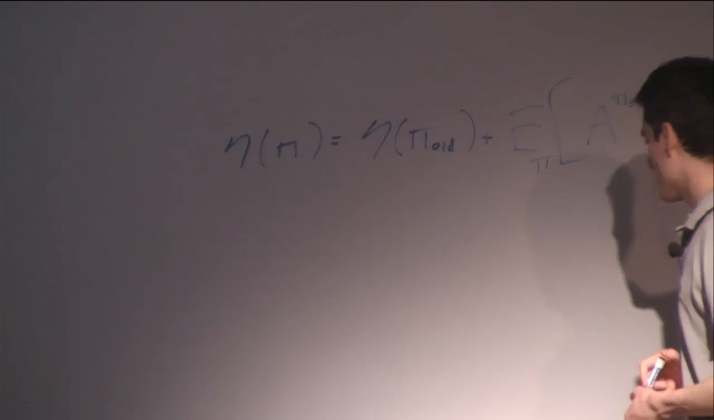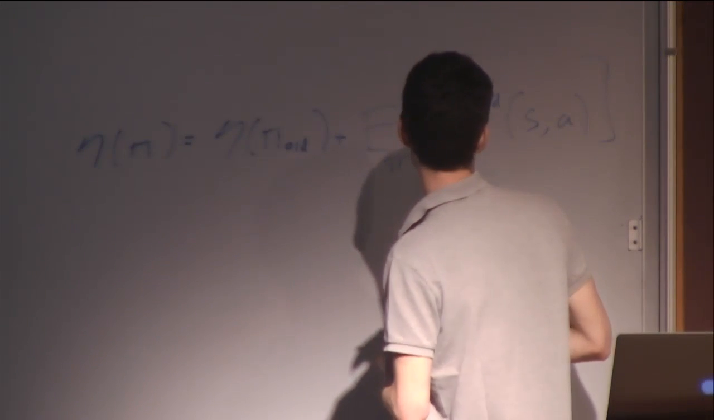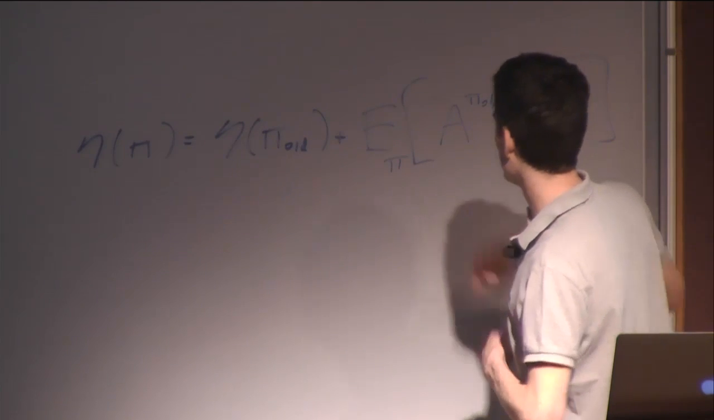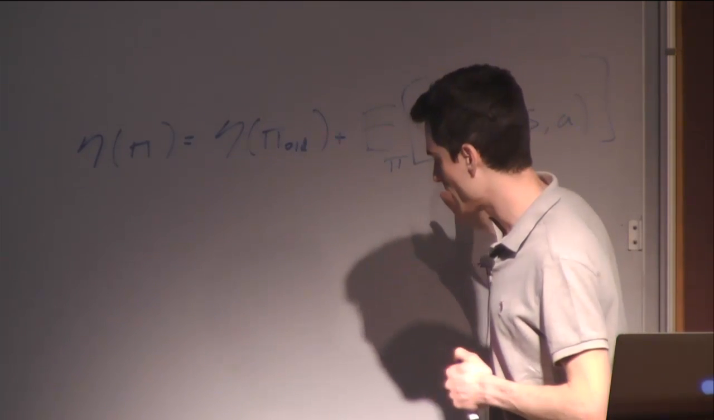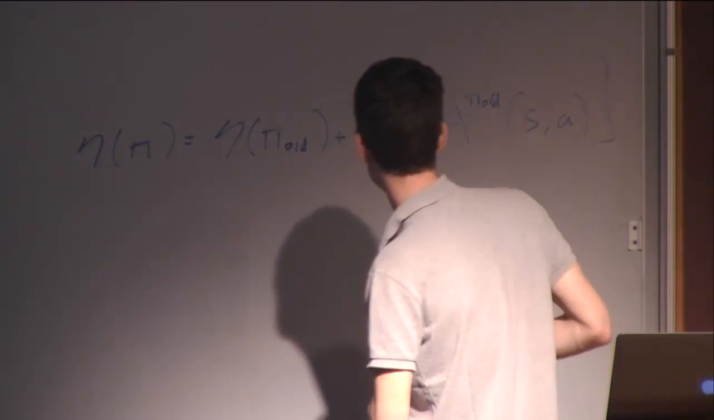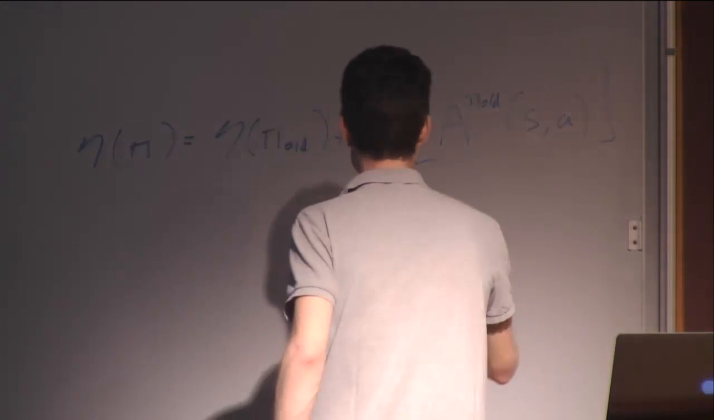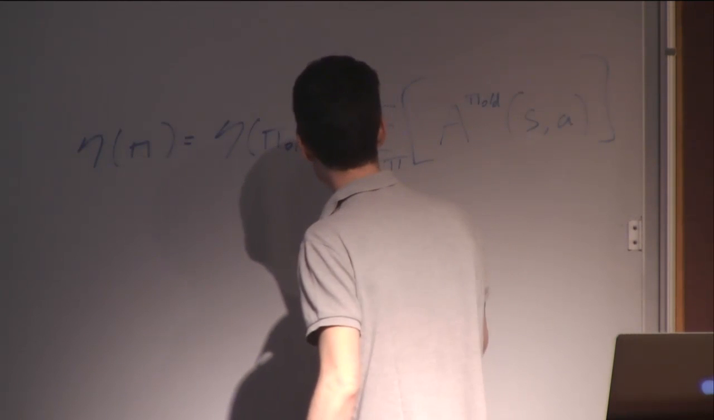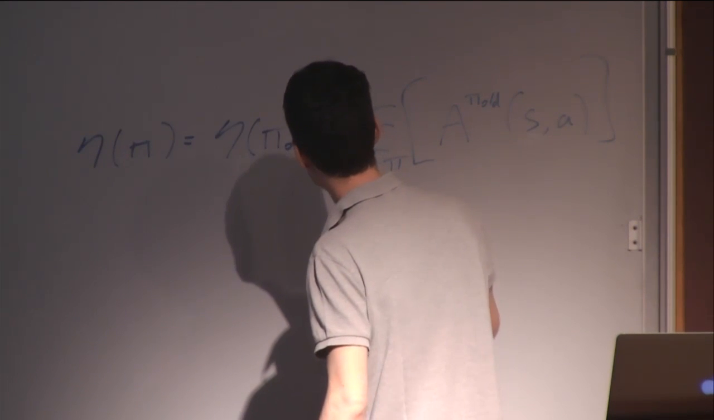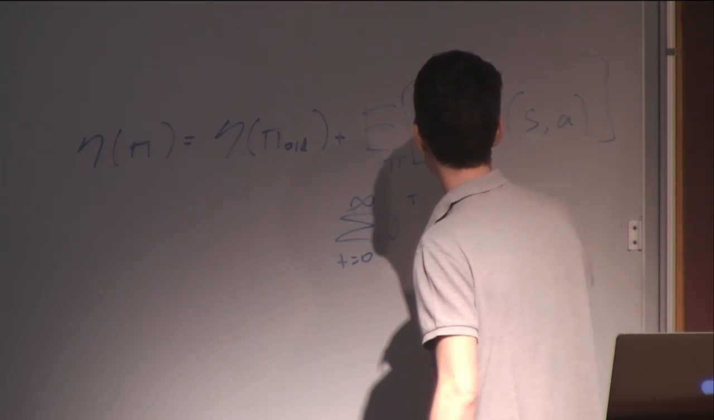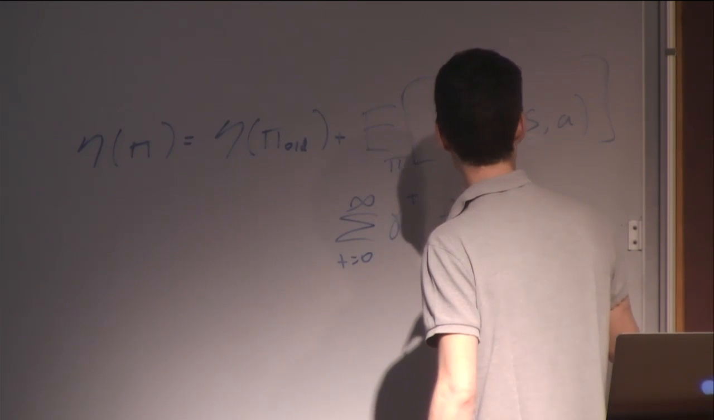This density actually refers to a sum over time. So we've got a sum over time, like the sum from t equals 0 to infinity of gamma to the t, A pi old of s, a.